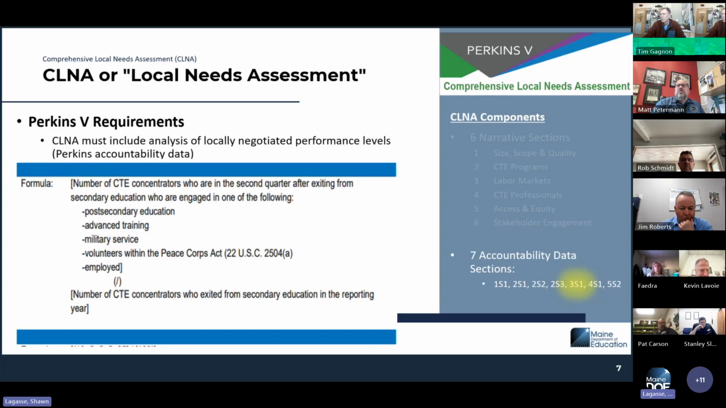But I also rewrote the question in a little bit different format, just so it's a little easier to read. So really, like I said, the formula is, basically your numerator is any student that meets these criteria versus your overall list of concentrators.